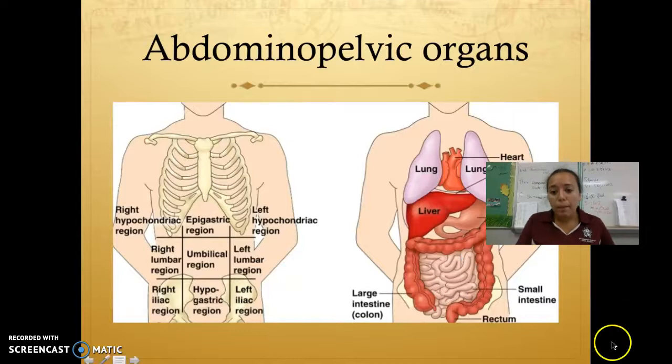Okay, so we'll talk about the 4 regions first. I don't have a picture on here, but you have it on yours, and it's really easy. You would have the left upper quadrant, right upper quadrant, left lower, and right lower.